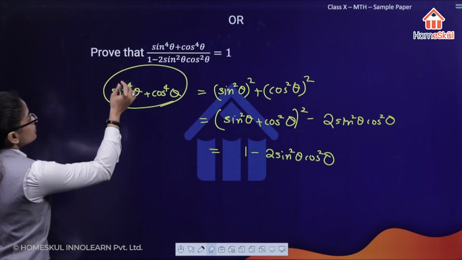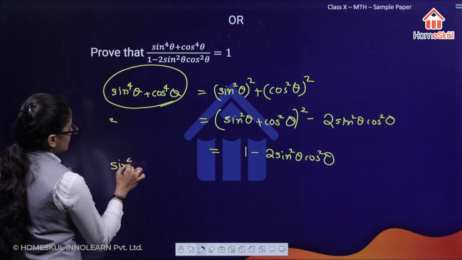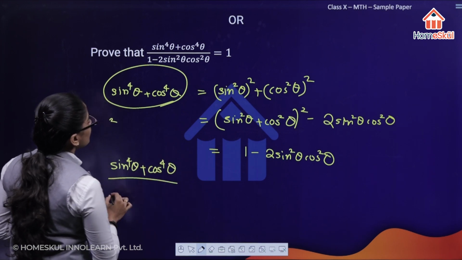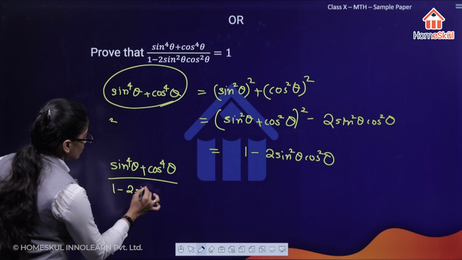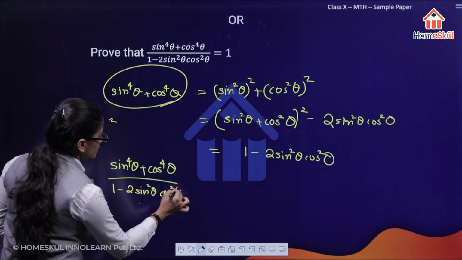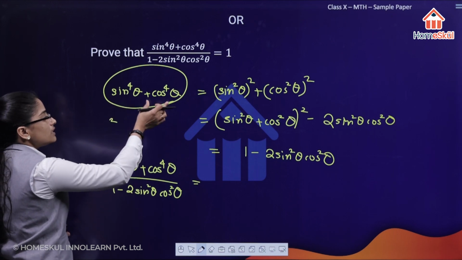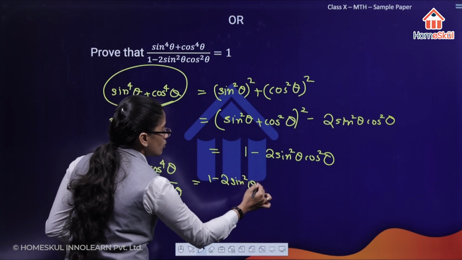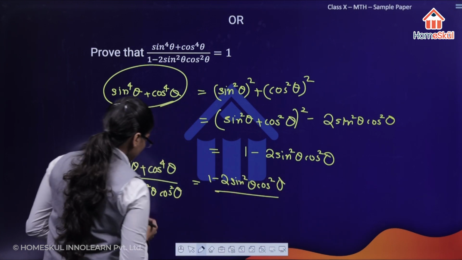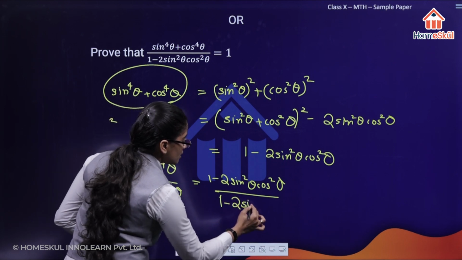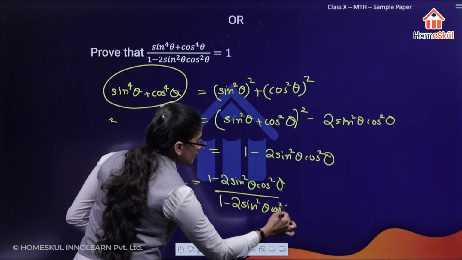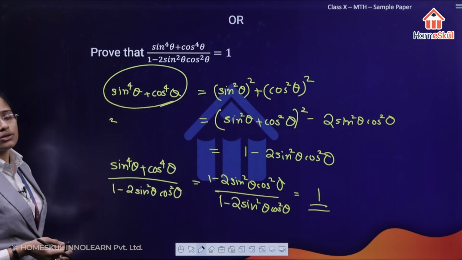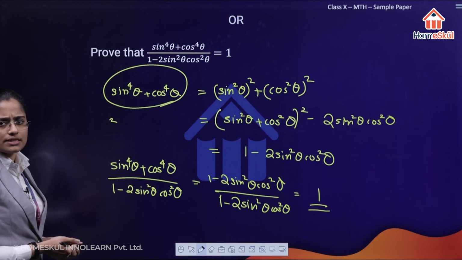Okay. So writing the question as it is: sine raised to 4 theta plus cos raised to 4 theta, divided by 1 minus 2 sine square theta cos square theta. We have solved the numerator as 1 minus 2 sine square theta cos square theta, divided by 1 minus 2 sine square theta cos square theta. Numerator and denominator are the same. That means we will be getting the value as 1. Okay. Clear? Easy question. Right.